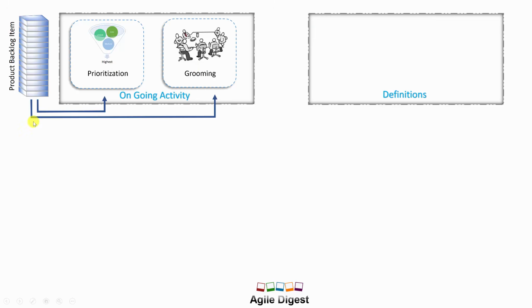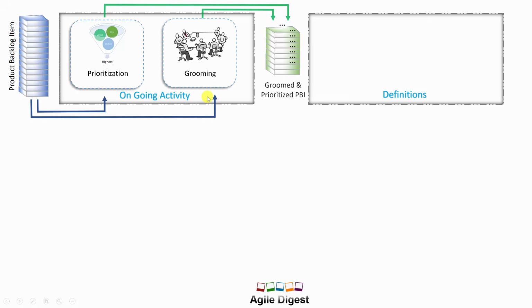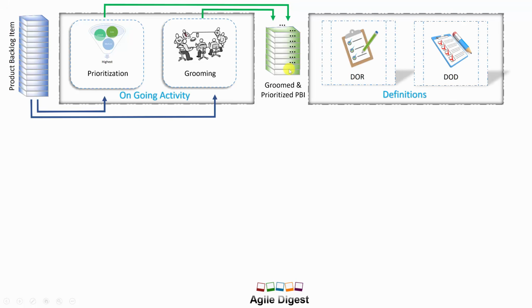It takes input from the product backlog and does the prioritization, and it takes input from the grooming and makes a groomed, prioritized PBI. So that's the product backlog item. And at the same time, we already have a definition of ready and a definition of done that we'll be using in our day-to-day life at the time of sprint planning or committing stories. So this is one area of your Scrum life cycle.